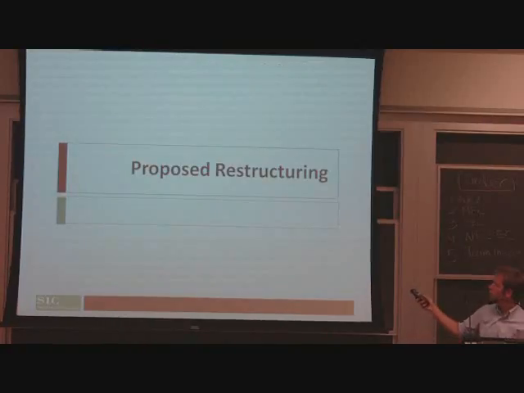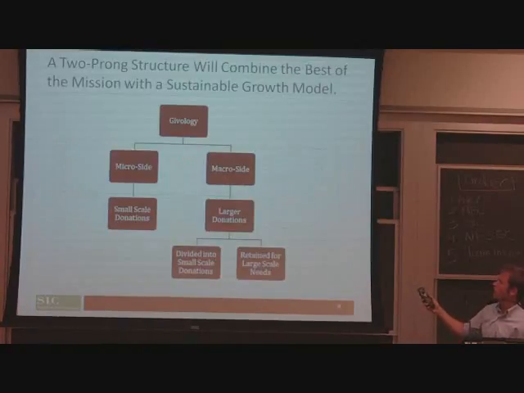And here's our proposed structure. What we want to do is divide Givology into a microside and a macroside. The microside would still focus on small-scale donations and pretty much be like what Givology is now, and that keeps really with the mission. While the macroside would focus on attracting larger donations, specifically from corporations and philanthropic organizations and trusts.